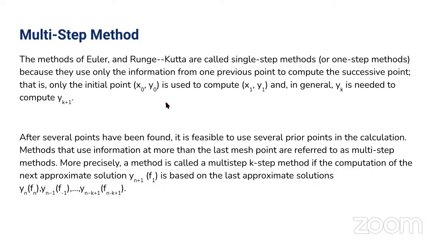After several points have been found, it is feasible to use several previous points in the calculation. Methods that use information at more than the last point are referred to as multi-step methods, like what I said earlier. More precisely, a method is called a multi-step method if the computation of the next approximate solution yn plus 1 is based on the last several approximate solutions.